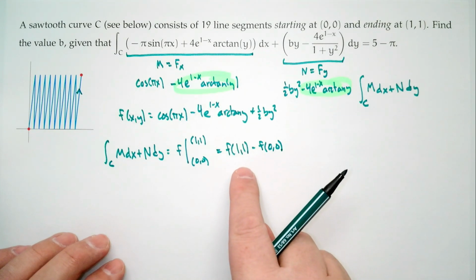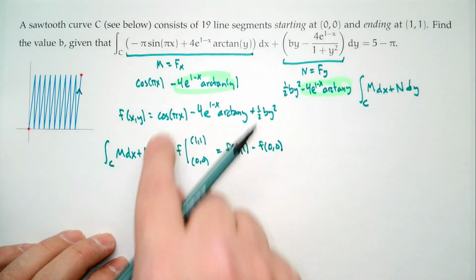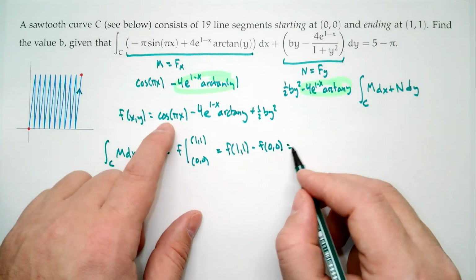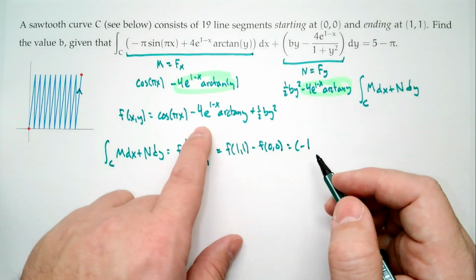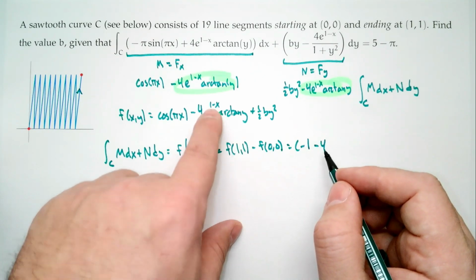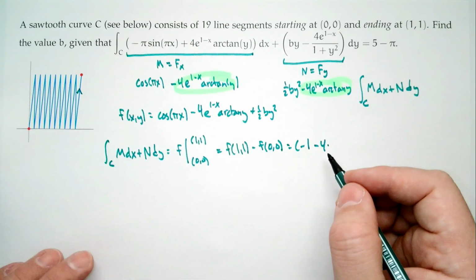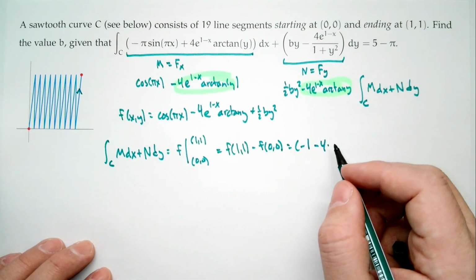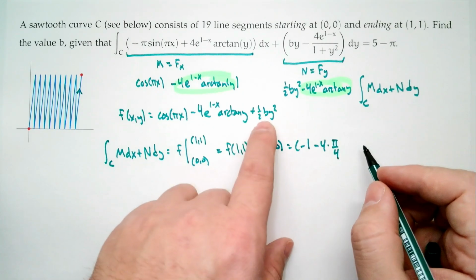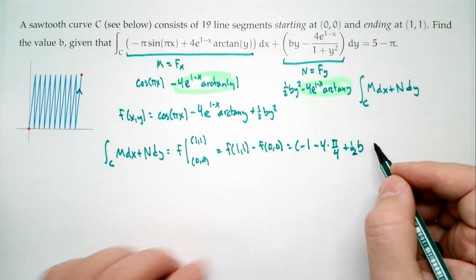Well, what do we get? Cosine of pi is negative 1. Minus 4 e to the 0. Well, e to the 0 is 1. Arctangent of 1? Pi over 4. And then 1/2 b times 1 squared, which is 1/2 b.